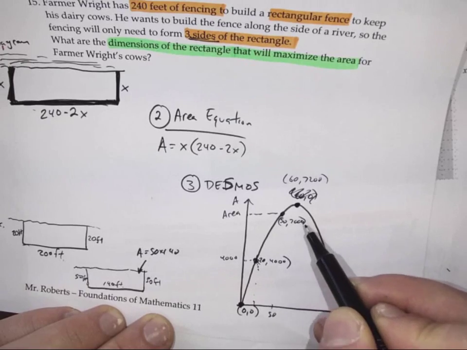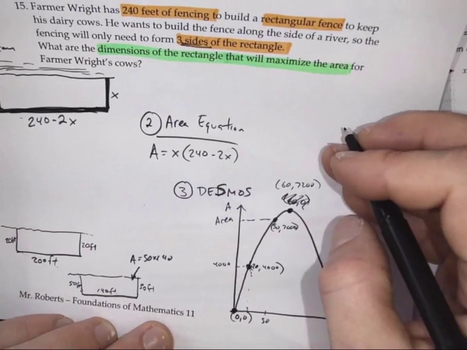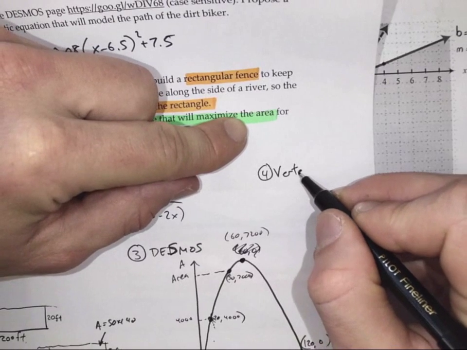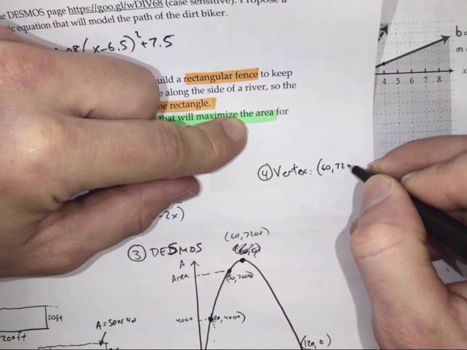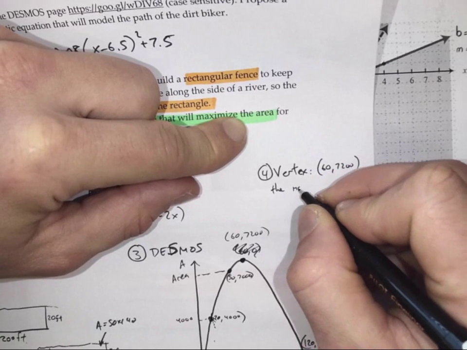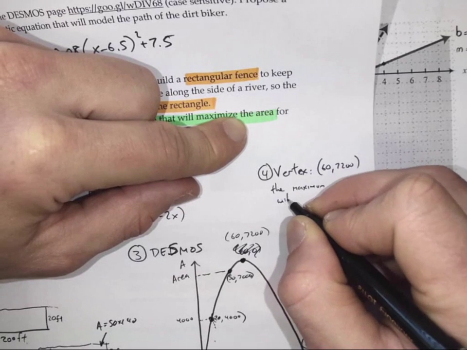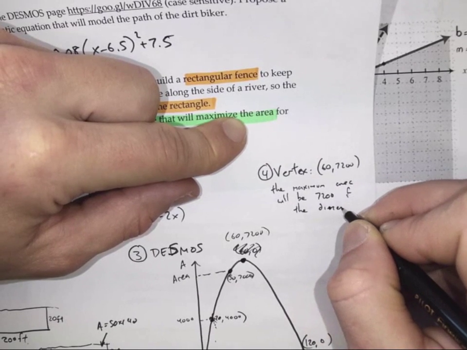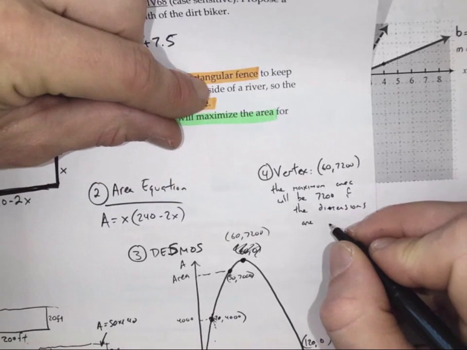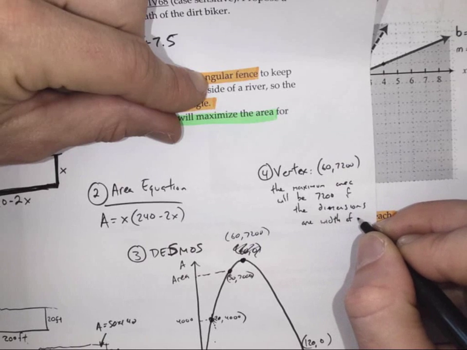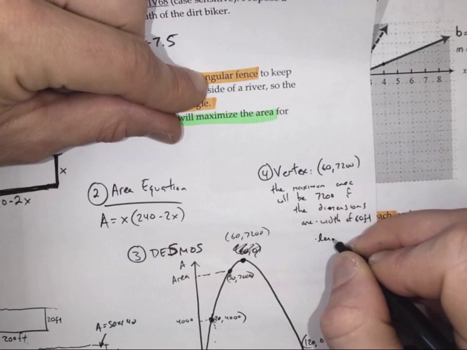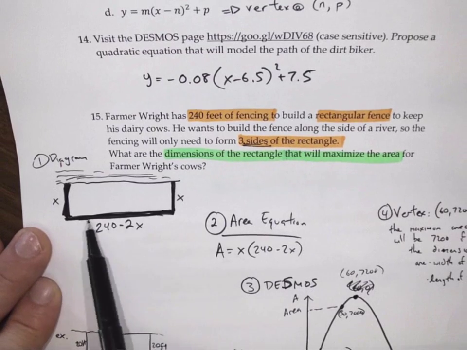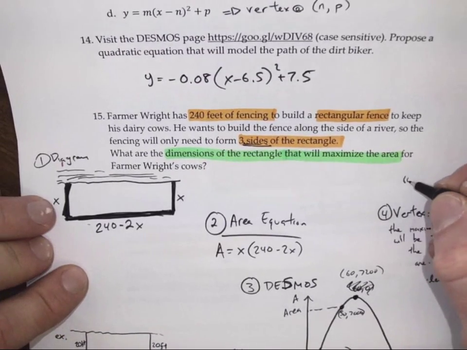However, that's not the maximum area I could get. The dimensions of the fence that are ideal, maximal, optimal, are at the vertex. So the vertex is at 60 and 7,200. That says the maximum area will be 7,200 if the dimensions chosen are a width of 60 feet, and a length of, well, what would I have left? I'd have to go back to my original equation to calculate the dimension of this one. These guys are 60 and 60. I'll draw that up, 60 and 60.